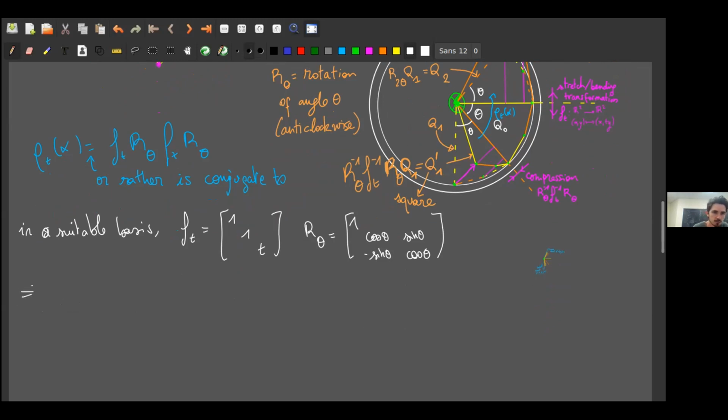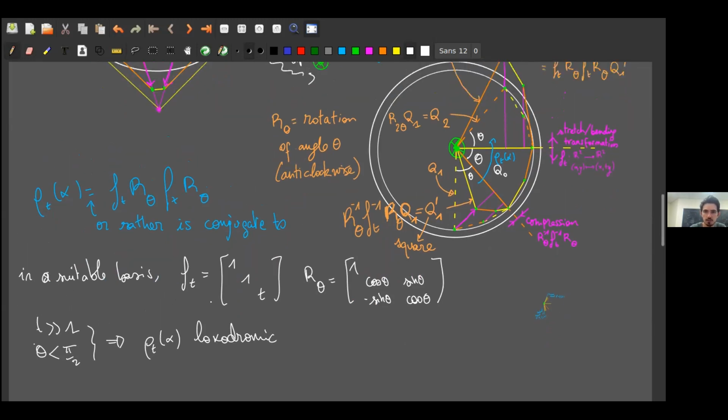So this can help us to show that since t is very big and theta is greater than pi over 2, rho t of alpha is loxodromic, meaning it's diagonalizable with distinct eigenvalues. One eigenvalue being the green point here is the intermediate eigenvalue, and then there is one top eigenvalue and one bottom one, one top eigenvector and one bottom eigenvector, which are at infinity, which are not in this chart here.